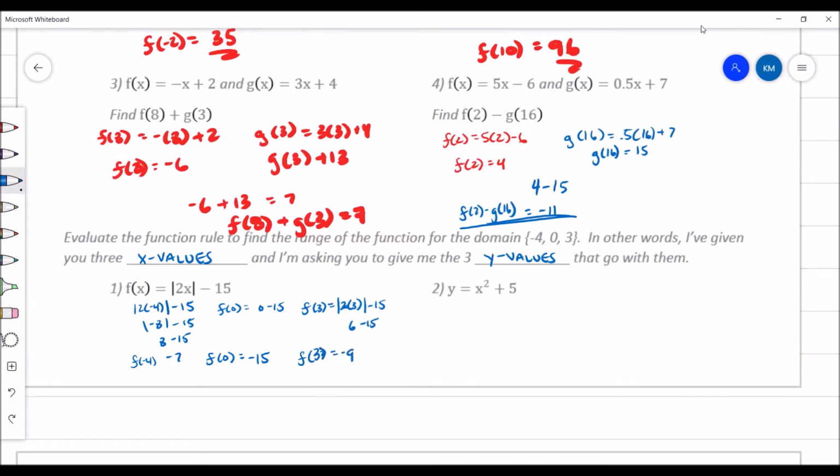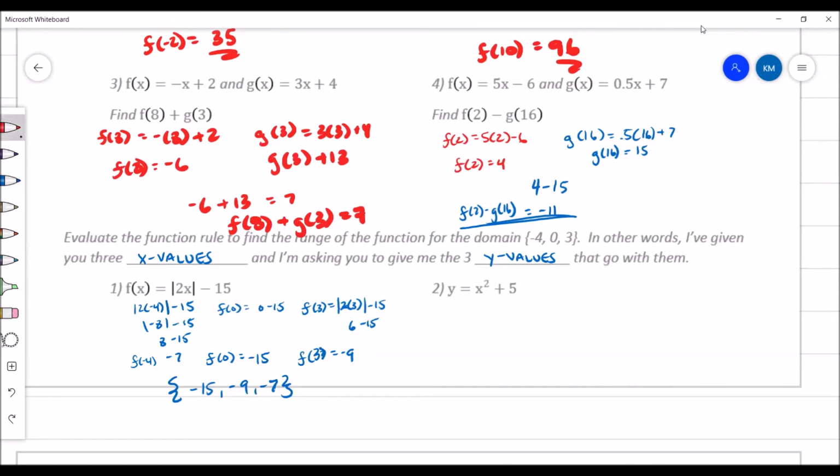All right, and so I'm going to list these as a range because they asked me to find the range. So I'm going to list it as a range, and that's just going to be -15, -9, -7. And I always go least to greatest just to make sure I'm not repeating anything. I'll keep that pattern.